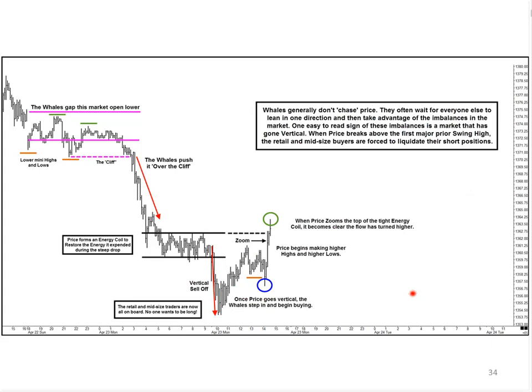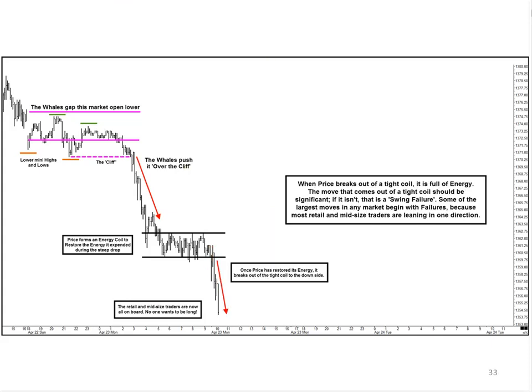So what do we see? I want to highlight something extremely important here. I'm not going to draw, but I'll just point it out. Here we go. The retail and mid-sized traders are now on board. No one wants to be long. Remember, let's go back one. No one wants to be long. Take a look at it. What's the market doing here? Anybody see this? There's a word for this. This one I'll watch the questions. Anybody know?